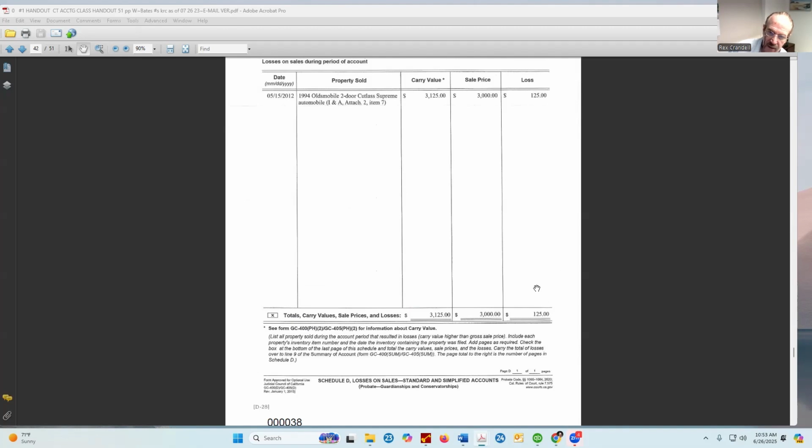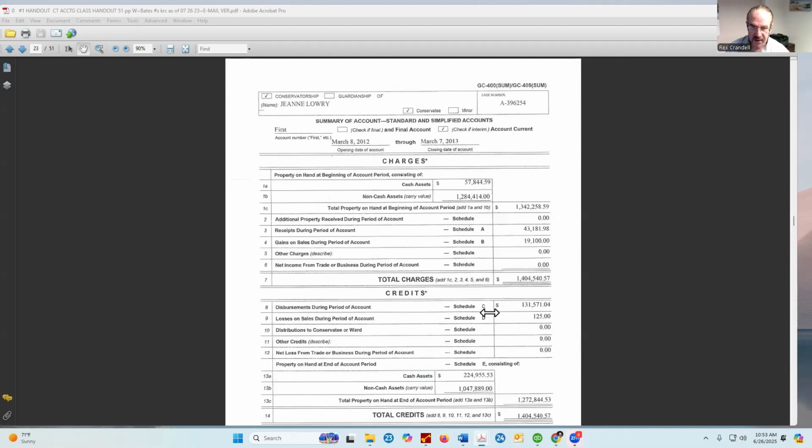Now, we list the final loss items, and when we're on the GC 400 sum, basically we're done with the disbursement section. So we listed all of these items on the credit. So we've been working our way down this GC 400 sum, and now we're at the end of the account period, in this case, March 7th, and we need to show what assets are on hand at the end of the account period.